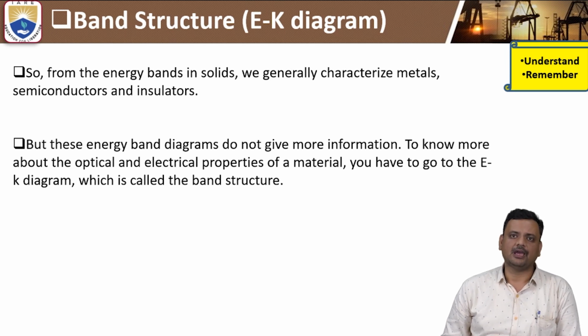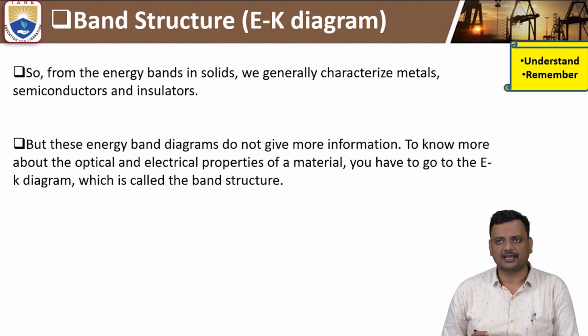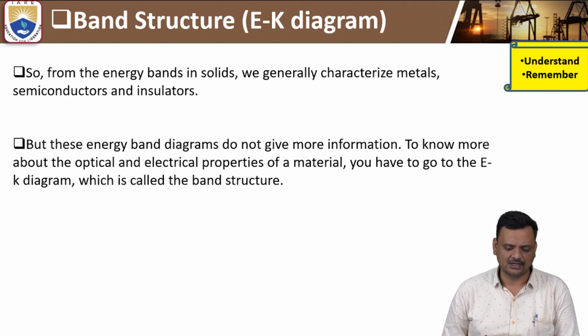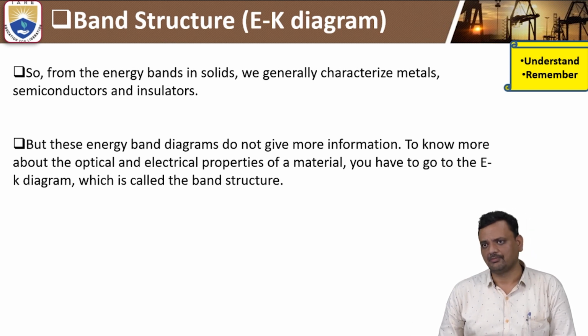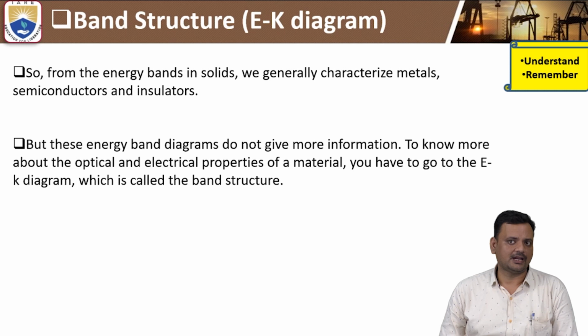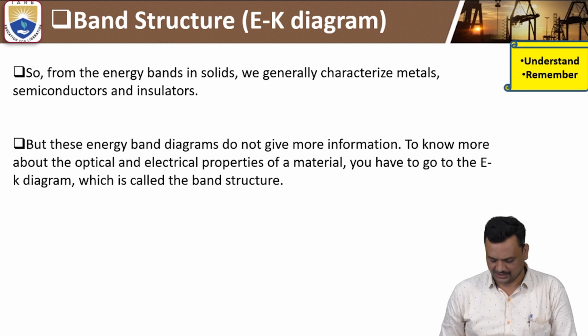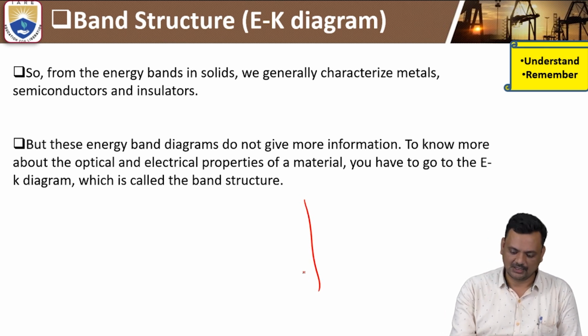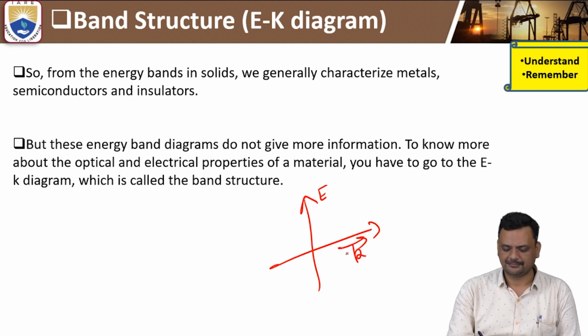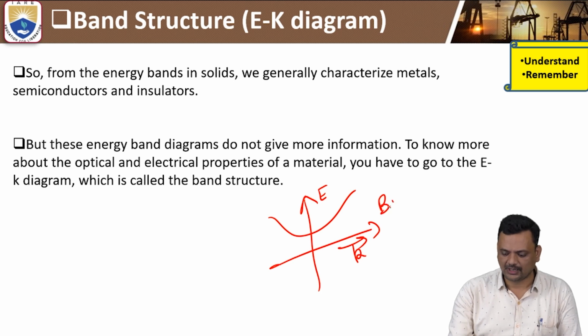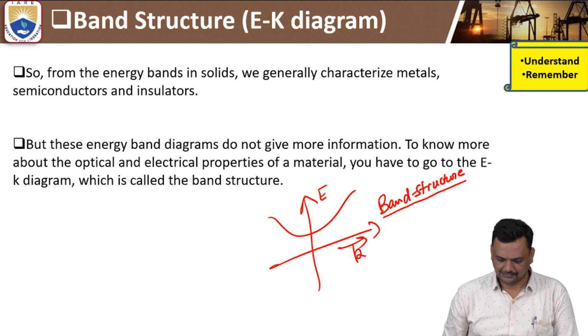Okay, so from the energy bands in a solid, we generally characterize a metal, semiconductor or insulator. But these energy band diagrams do not give more information about optoelectronic applications. To learn more about the optical and electrical properties of a material, you have to go to the EK diagram, which is called the band structure. Okay, band structure, EK diagram. This is known as the band structure, the EK diagram.